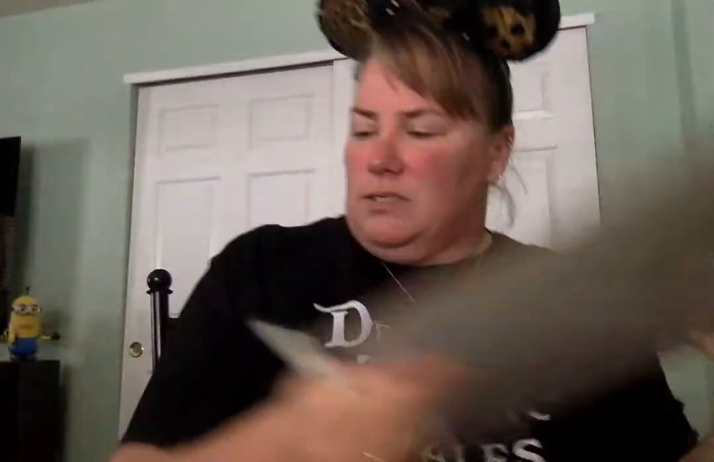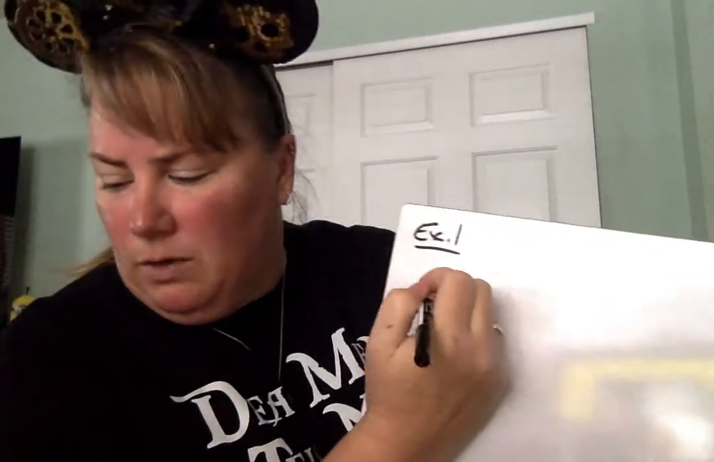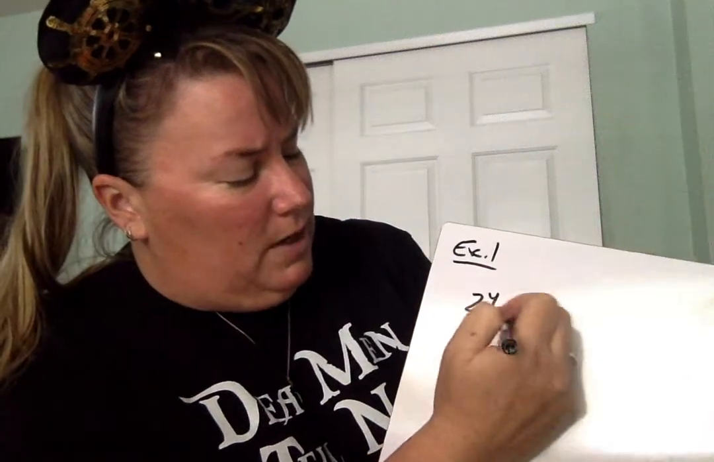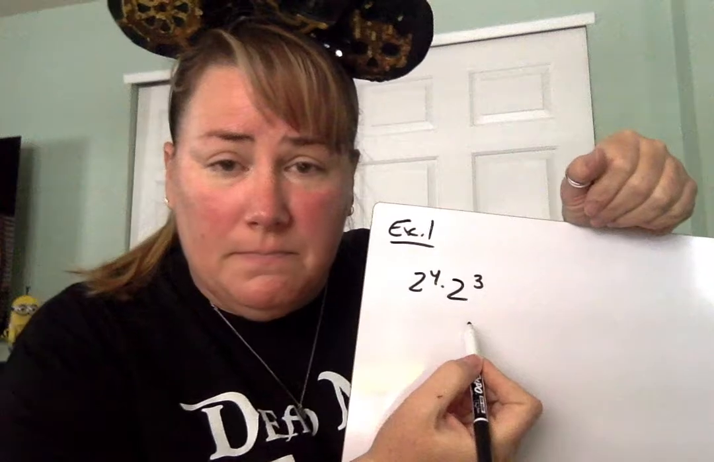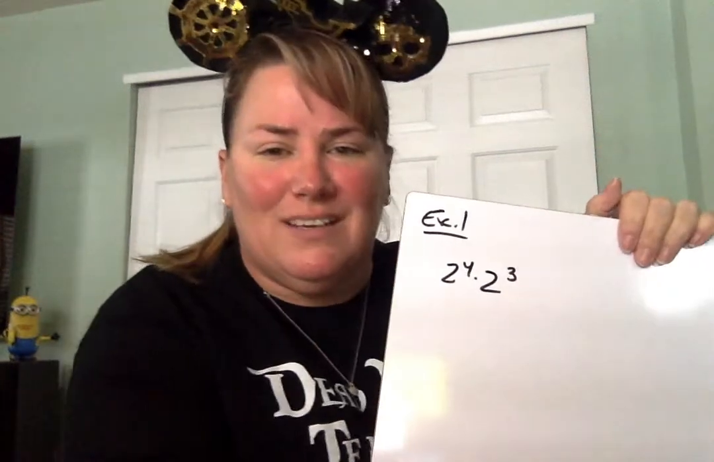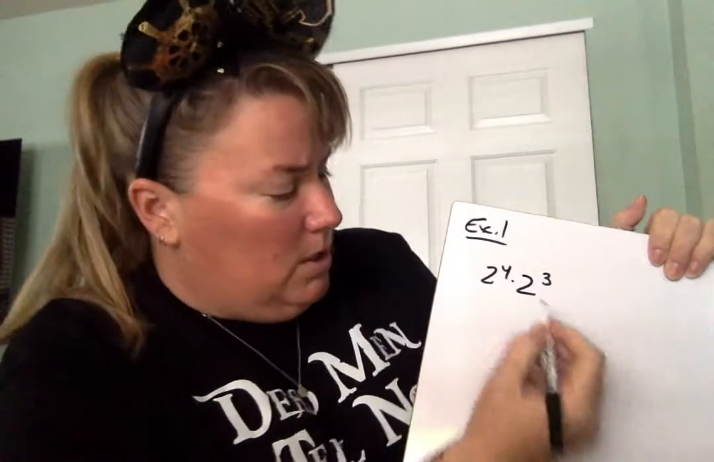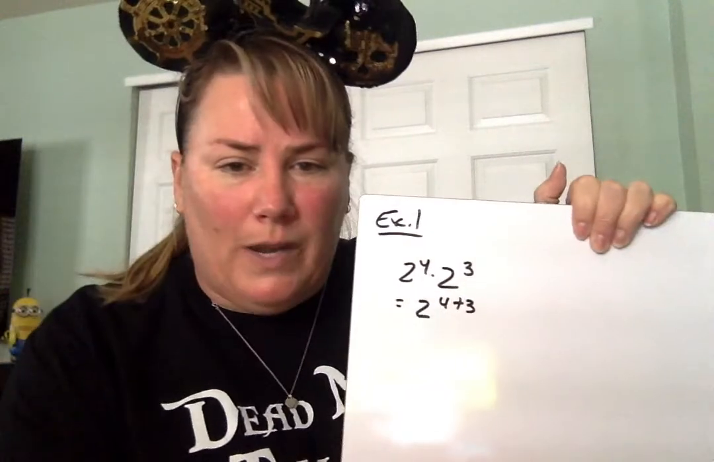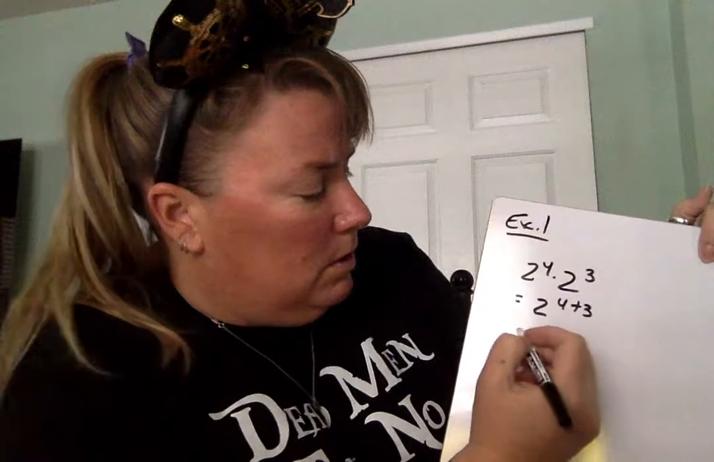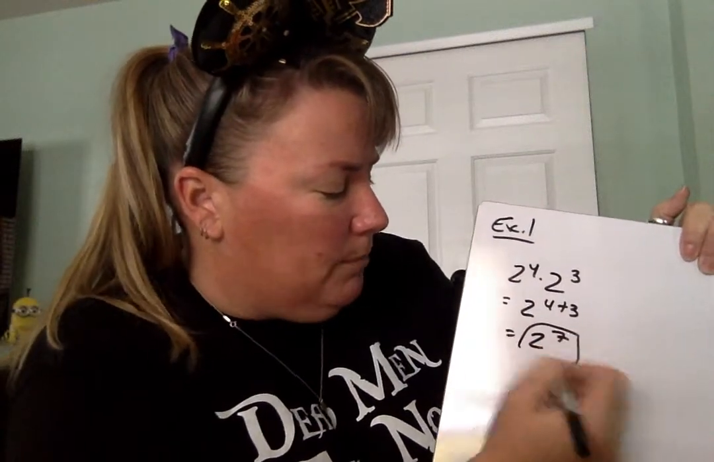So this is example 1. And this is multiplying powers with the same base. Okay. Here we go. We have 2 to the 4th times 2 to the 3rd. All right? And so, is the base the same? What is the base? Yes, it is. The base is 2. So, since the base is the same, you can add your exponents. So, we have 2 to the 4 plus 3, which gets you 2 to the 7th power.